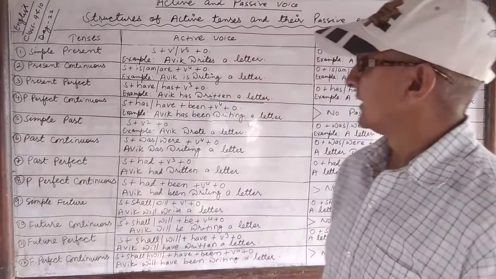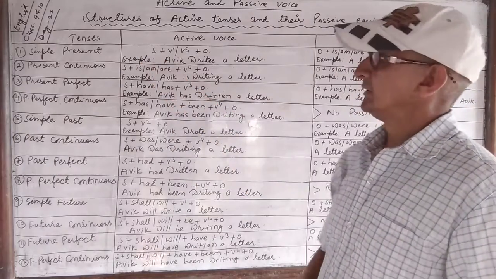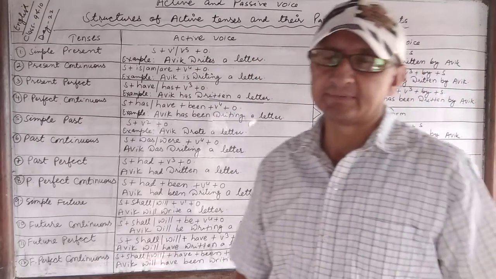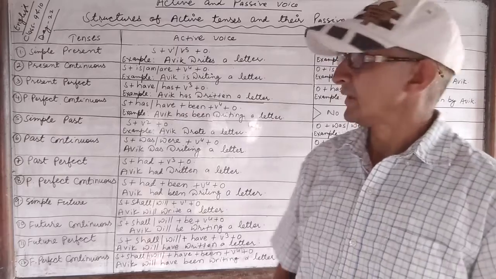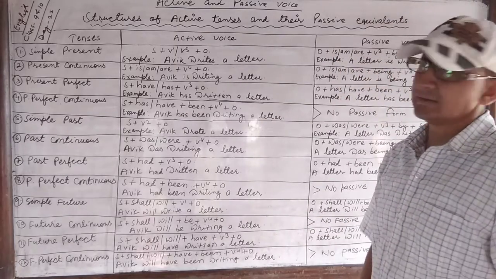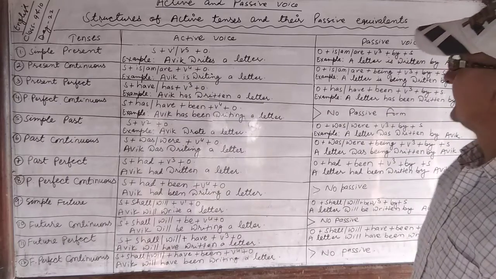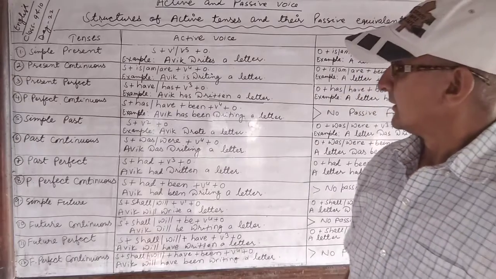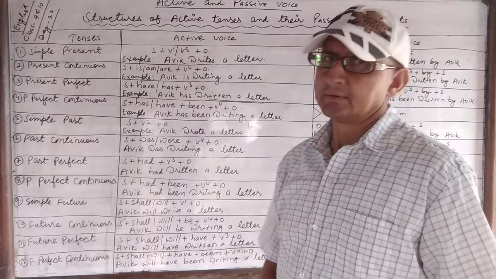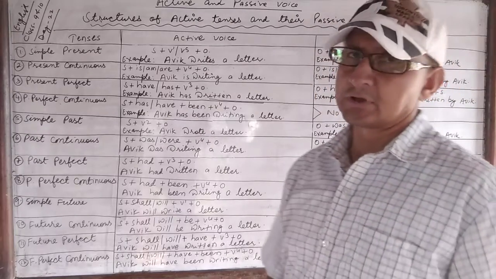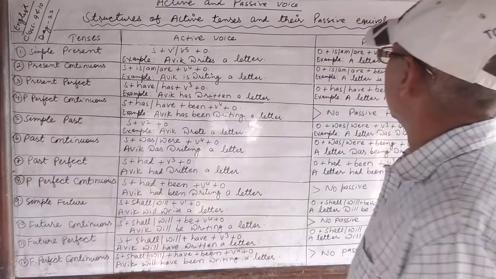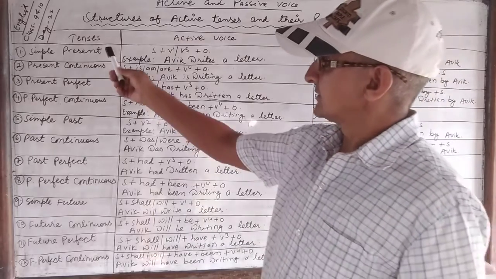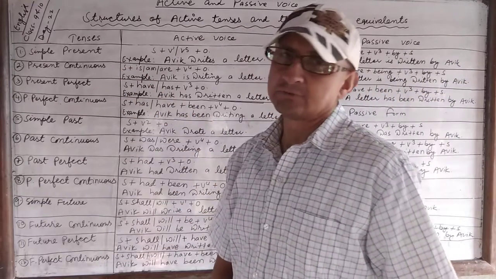In today's class we are going to learn about the structure of active tenses and their passive equivalent. In this table, you can see the structure of active tenses and their passive equivalents. Let's discuss the different structures of active tenses and their passive equivalents from this table. In the first column, you see there are 12 different tenses.